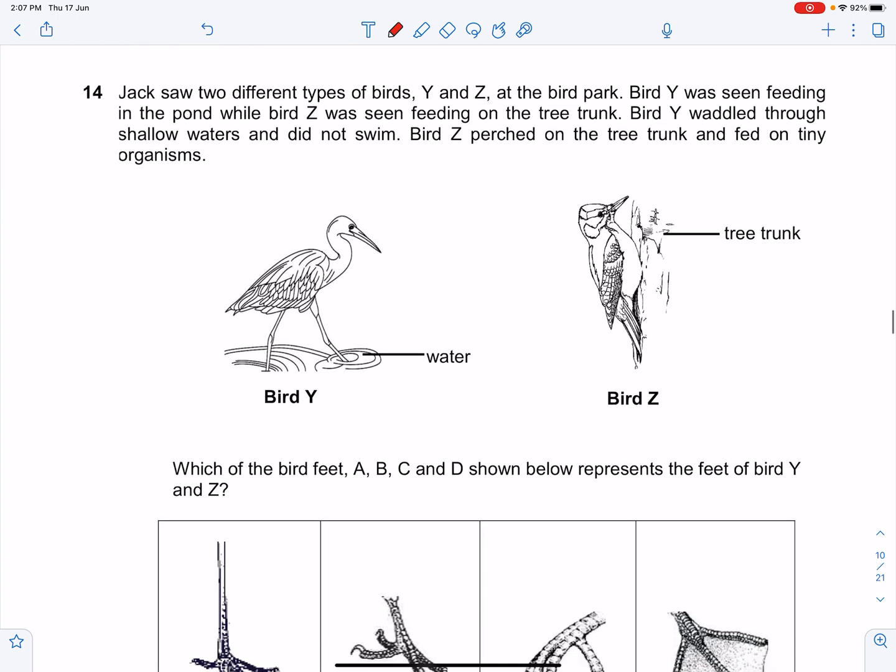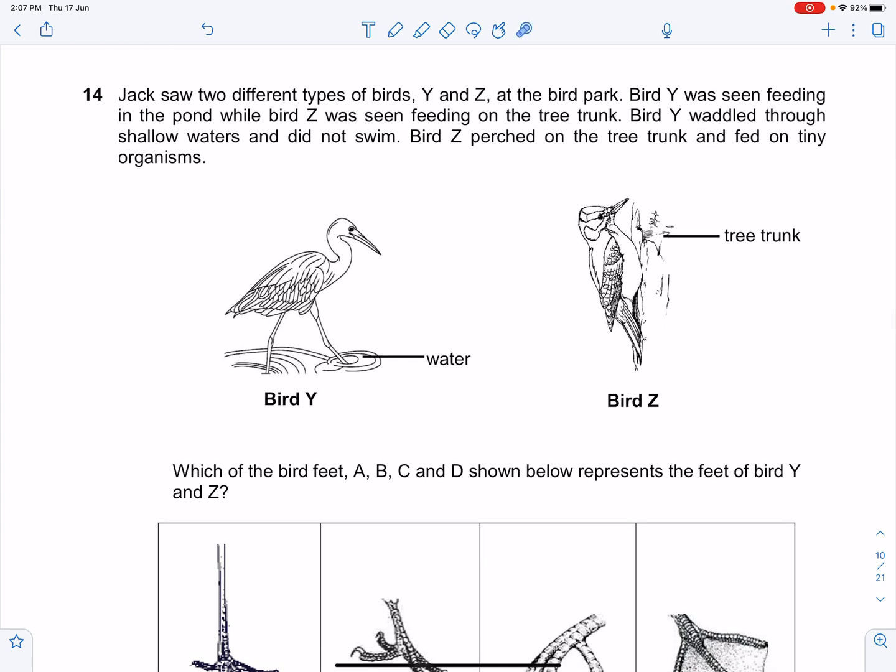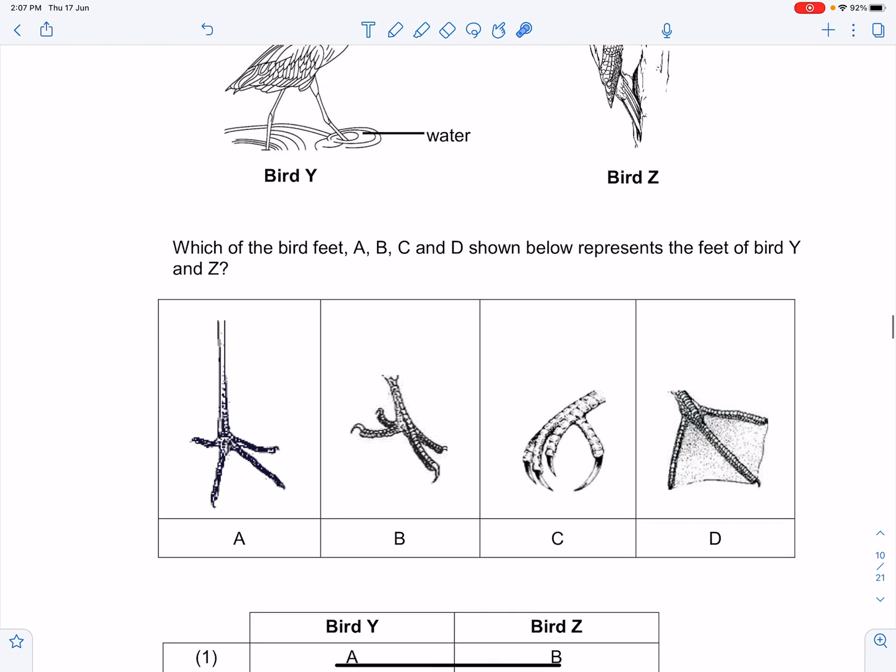Next, Jack saw 2 different types of birds, Y and Z, at the bird park. Bird Y was seen feeding in the pond, while Z was seen feeding on the tree trunk. Bird Y waded through shallow waters and did not swim. Bird Z perched on the tree trunk and fed on tiny organisms. Which feet of A, B, C, D shown below represents the feet of bird Y and Z?